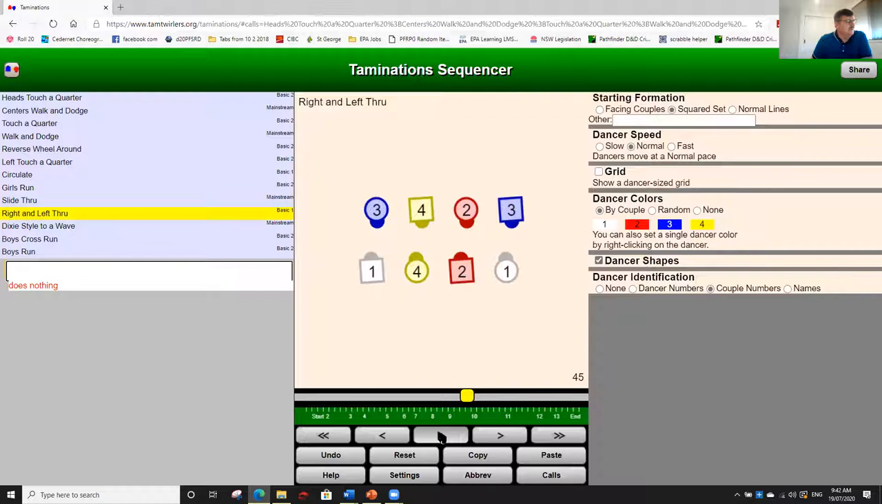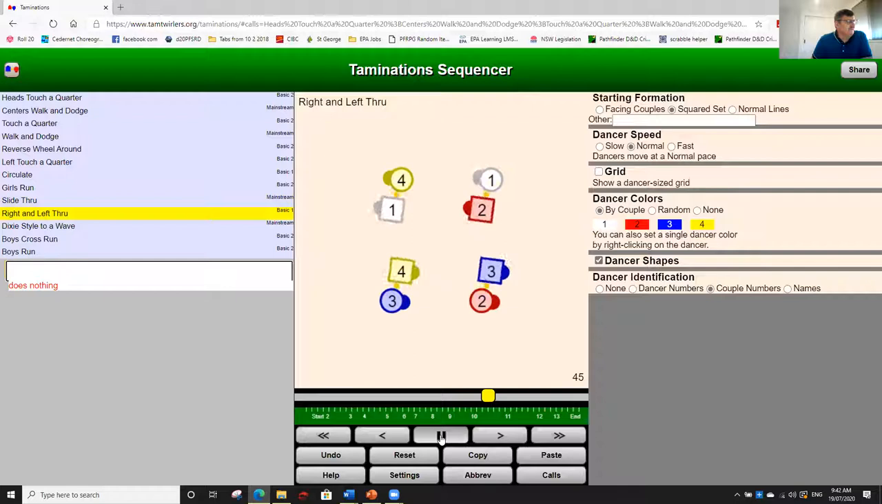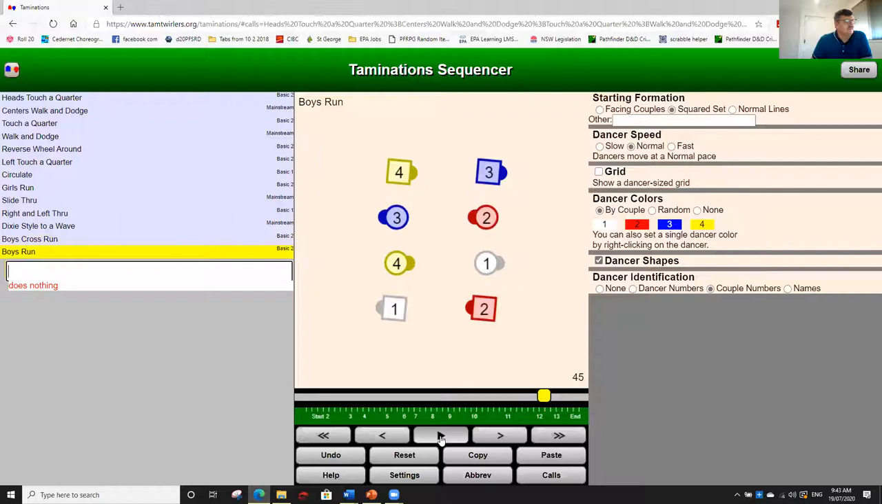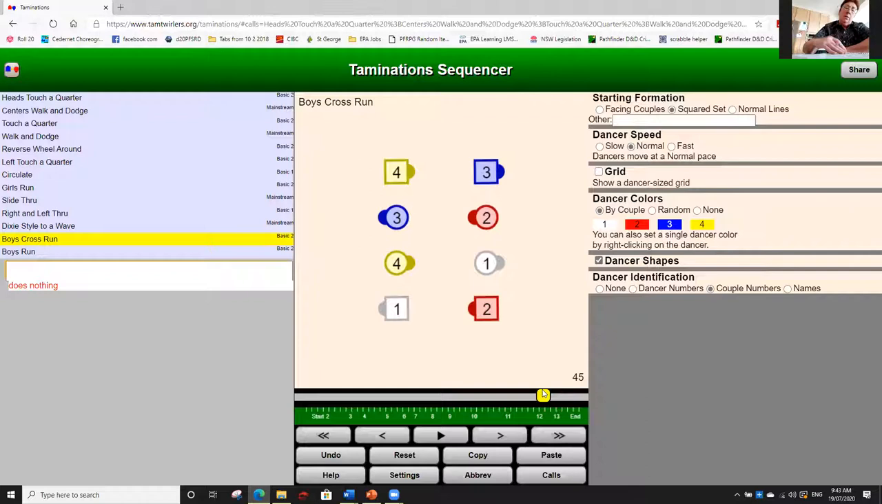Okay, so right and left through, Dixie style to a wave. Hey, is that known? Nope. Boys cross run, is that known? No. Yeah, box wave, that's right. That's a corner box, in an ocean wave. So if I was in a corner box and I said step to a wave, make sure that you note things like that once you get more comfortable, because a corner box ocean wave, oh wow: turn through, reach forward with your left hand, courtesy turn your partner, promenade, or all sorts of different things. And in this case, the singing call ends with boys run and promenade.